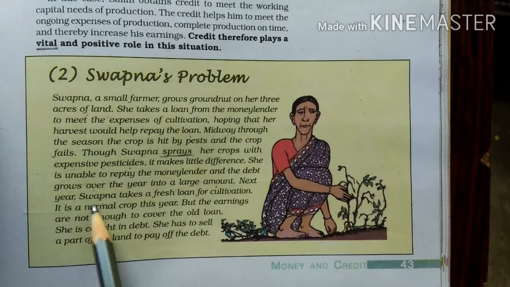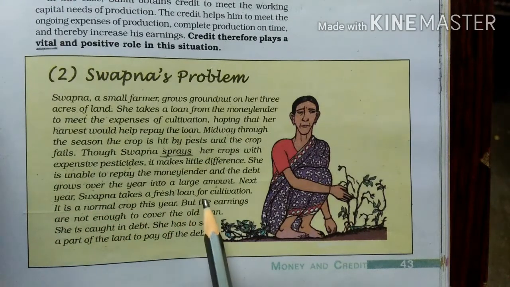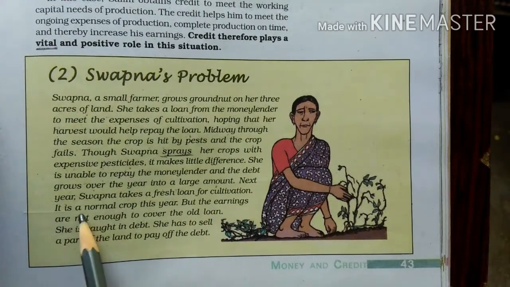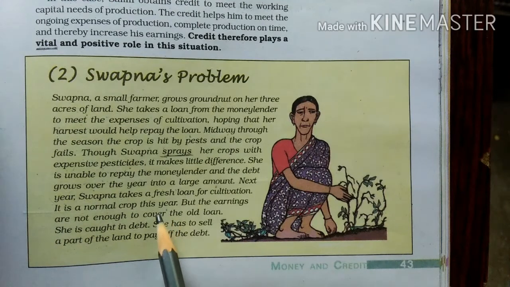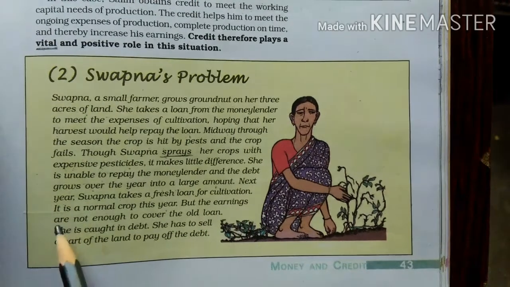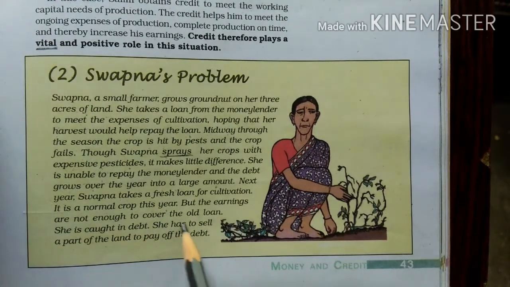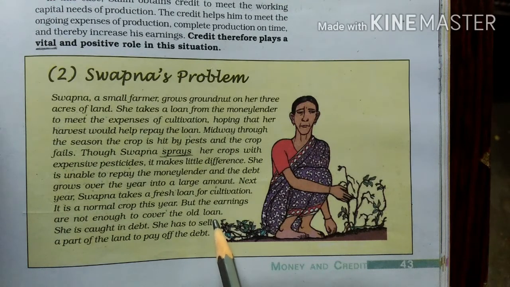Next year, Sapna takes a fresh loan for cultivation. It is a normal crop this year, but the earnings are not enough to cover the old loan.